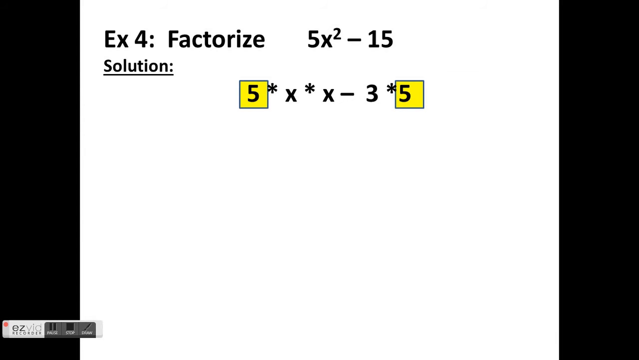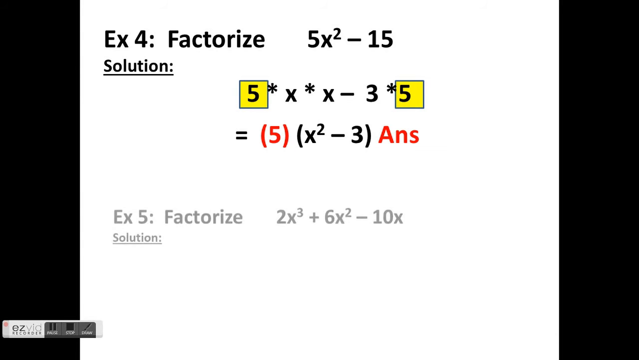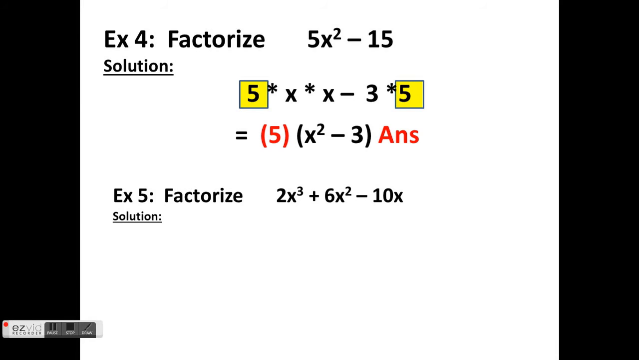Next, 5x square minus 15. We will break it up. Here we break 15 as 3 into 5. Now can you see 5 common? That is the first factor, 5. Remaining is x square minus 3. We don't see any common factor, so that is the answer. Now example 5. 2x cube plus 6x square minus 10x. So we will break each term.